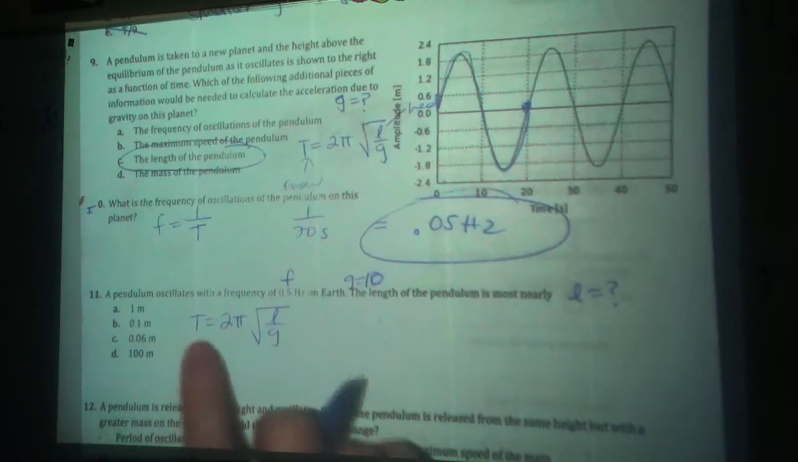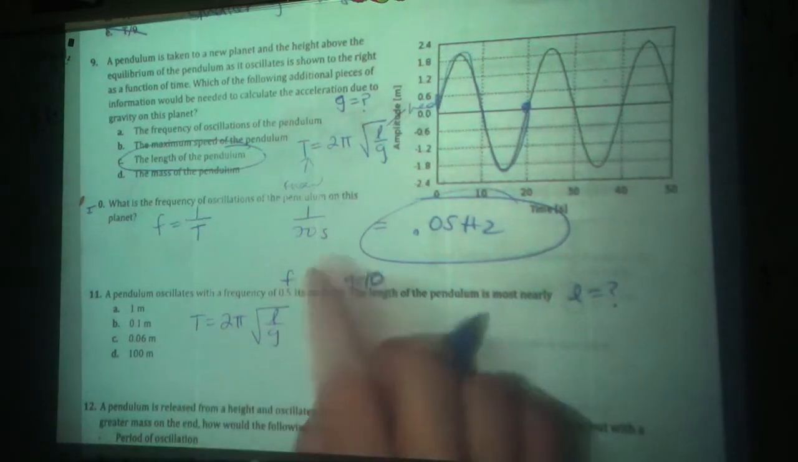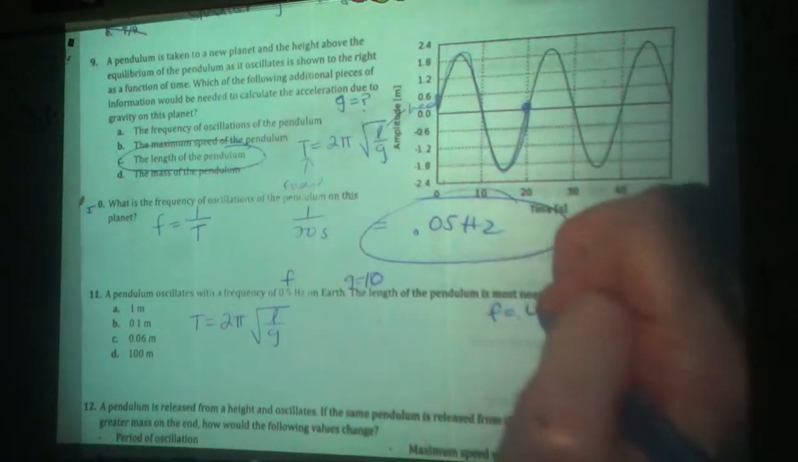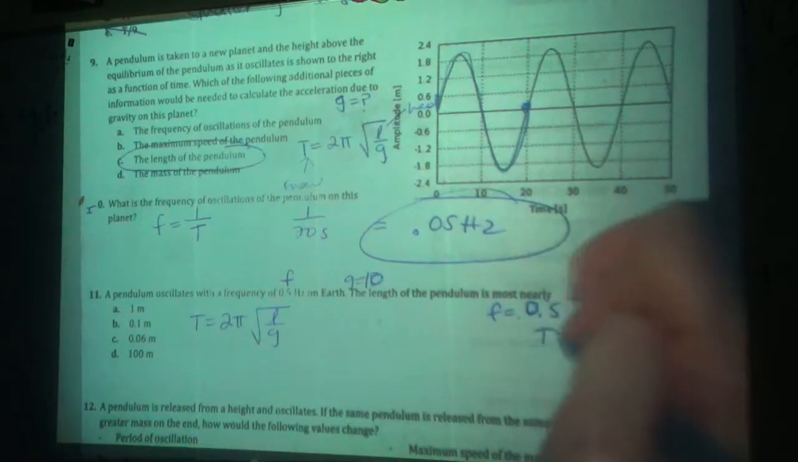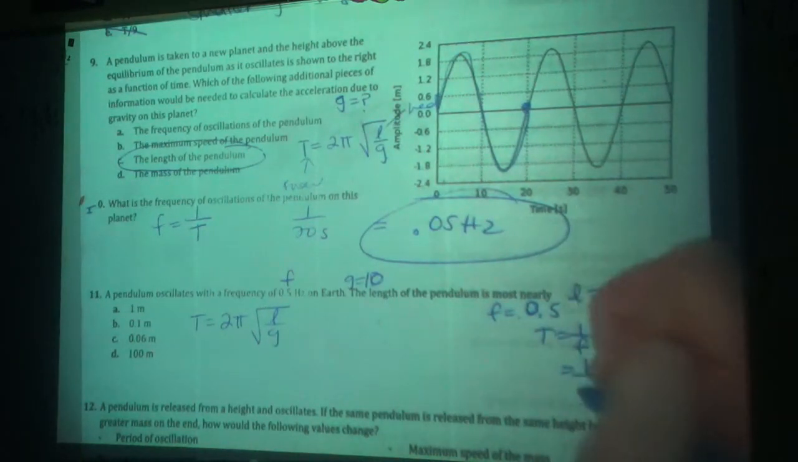But that means I need to know my period. Well, if your frequency is 0.5, and period's 1 over frequency, 1 over 0.5 gives me a period of 2. So now you have 2 equals 2 pi square root of L over 10 for G.